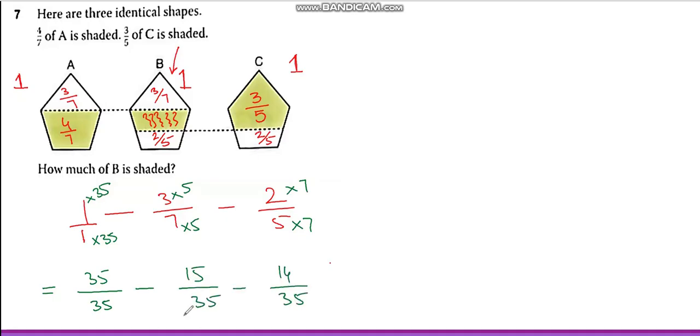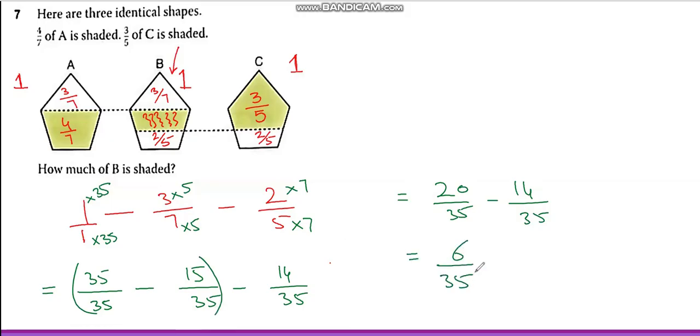Now we can easily subtract. Like first, if we subtract 15 from 35, we get 20 over 35, and then we will be left with 14 over 35. Like first we solve these two fractions. And finally, if we subtract, we get 6 over 35. It means this portion is shaded in B. Now let's proceed to next question.